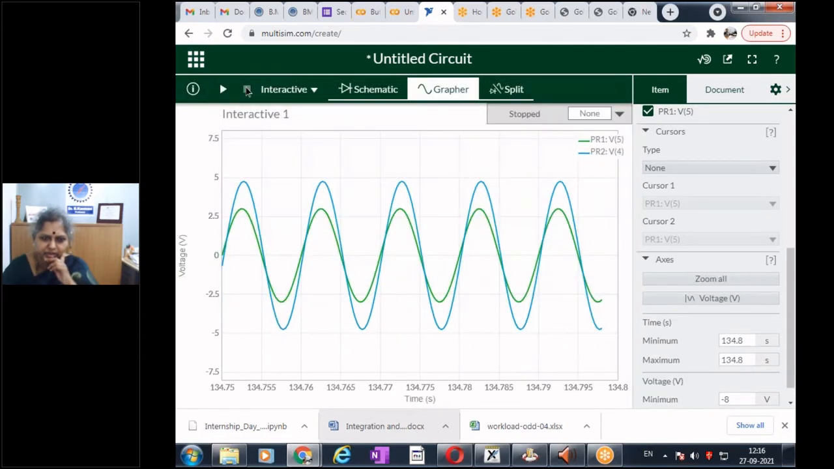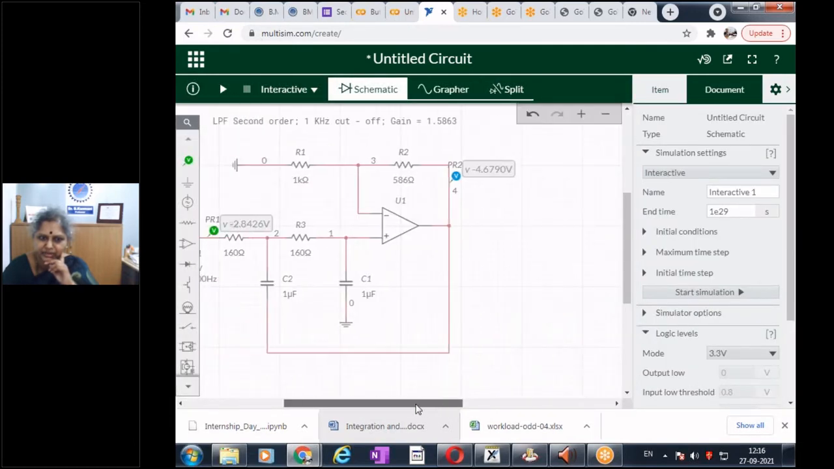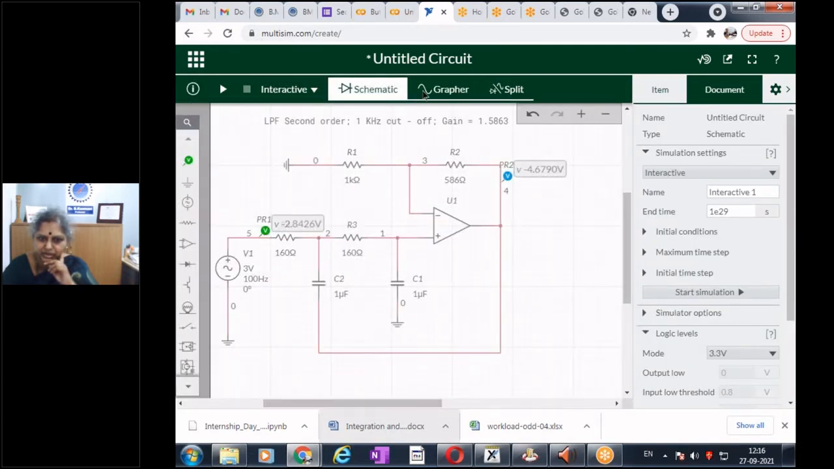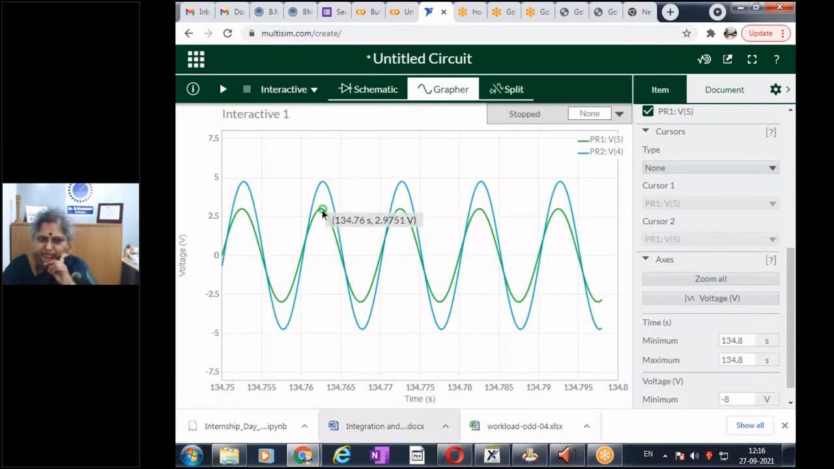And let us stop. And let us look at the input and output. My input is green color and my output is blue color. Look at the gain. What is the gain we have designed? Input is around 3 volts. Output is 4.75. Who can tell me what is the gain? Gain is 1.583. So 4.75 over 3.